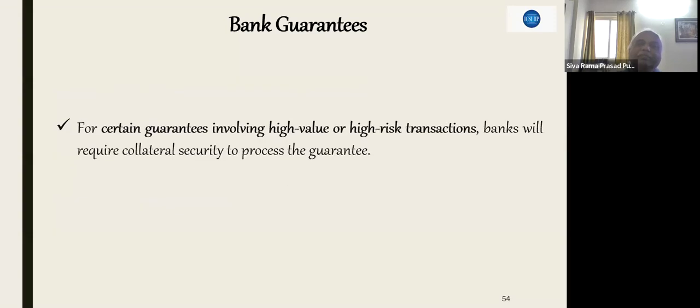Otherwise, they don't give. For certain guarantees involving high value, high transaction, banks will require collateral security to process. But for Adani or Reliance or GMR or GVK or Vijay Electricals or Reddy Labs, the big infrastructure companies, they don't insist on 100% collateral security. A small amount. It depends upon the credit policy guidelines of the bank.